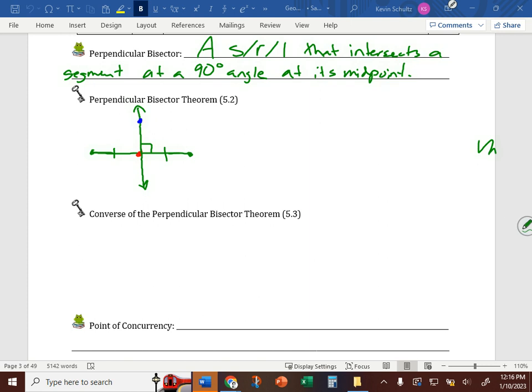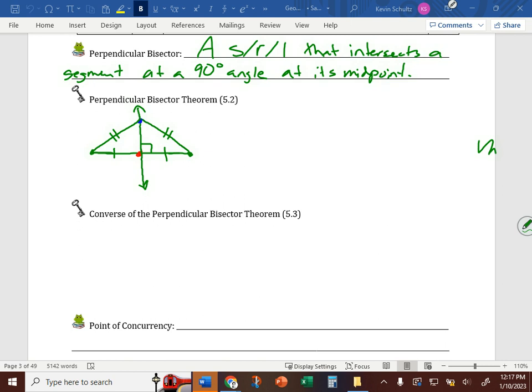Okay, so that blue point on the perpendicular bisector, if we were to connect that point to the endpoints of the segment, those two segments are going to be the same length.